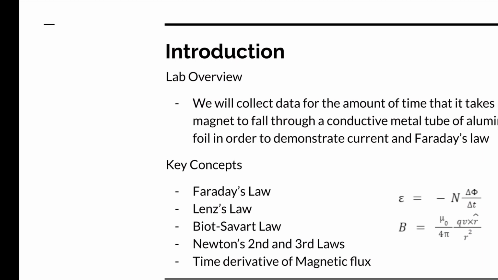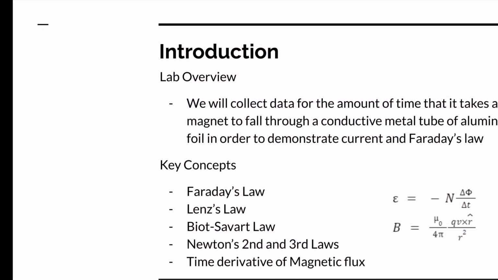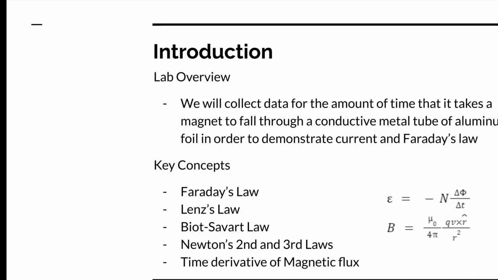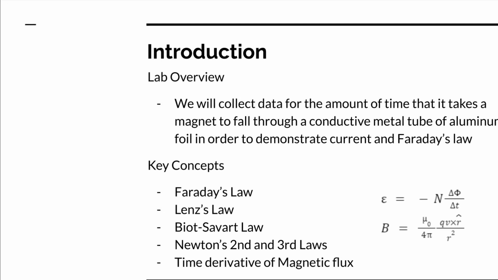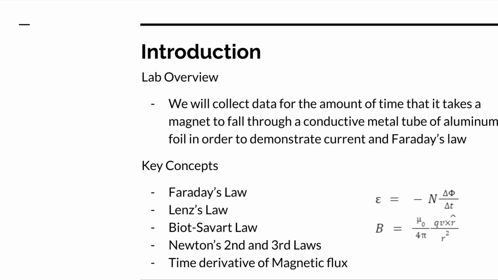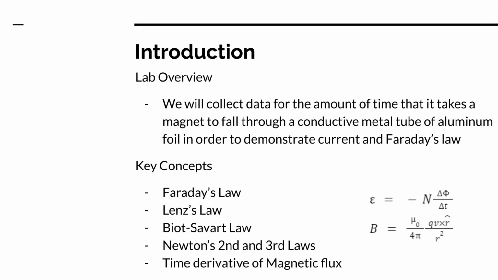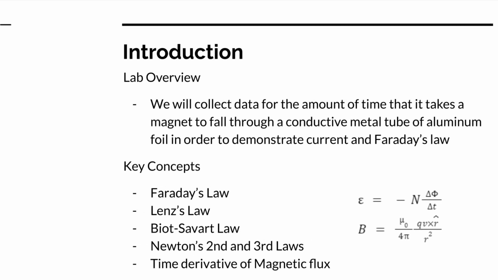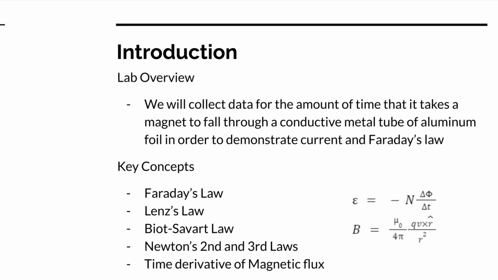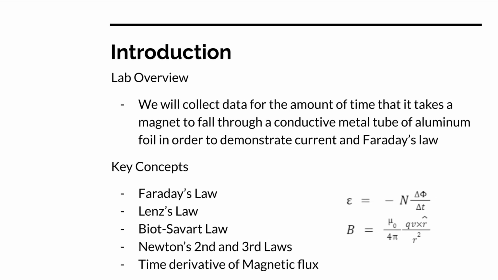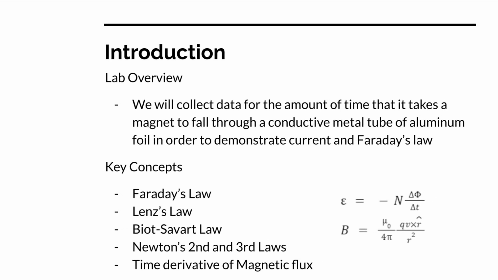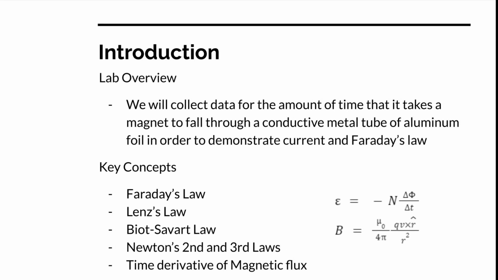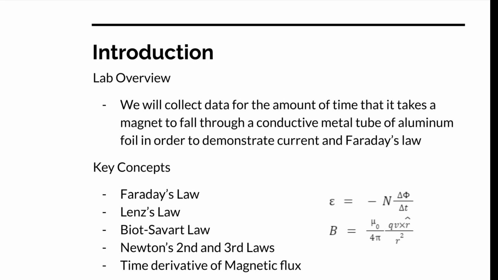In this lab, we will collect data for the amount of time that it takes a magnet to fall through a conductive metal tube. The metal tube that we use is aluminum foil, and we do this in order to demonstrate current in Faraday's law. A few key concepts that are used in this law are Faraday's law, Lenz's law, the Biot-Savart law, Newton's second and third laws, and the time derivative of magnetic flux. And a few of those equations are shown on the right.